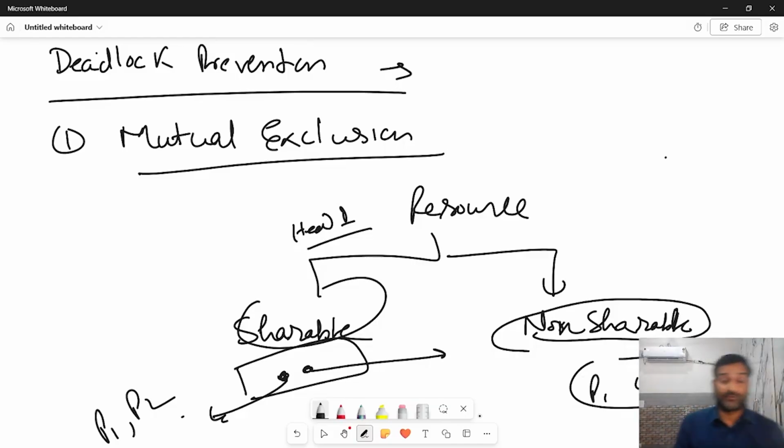In this way, we can avoid this mutual exclusion. If the resource is shareable, then obviously we can provide it to multiple processes. If the resource is non-shareable, we cannot provide it to multiple processes. That's all. In this way, we can avoid mutual exclusion. This is the solution for mutual exclusion.